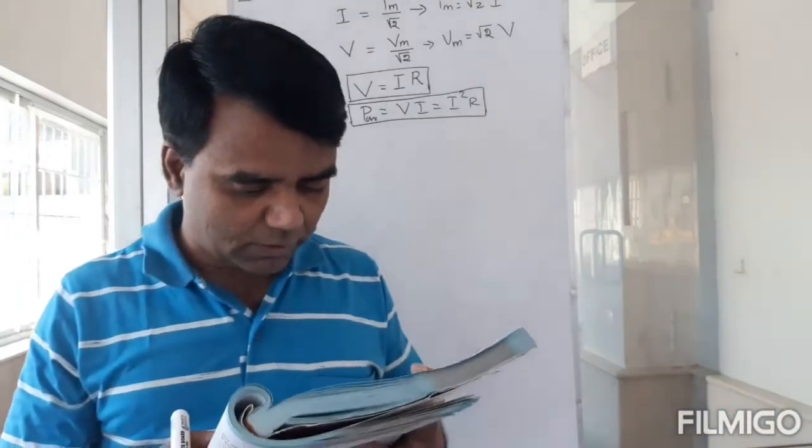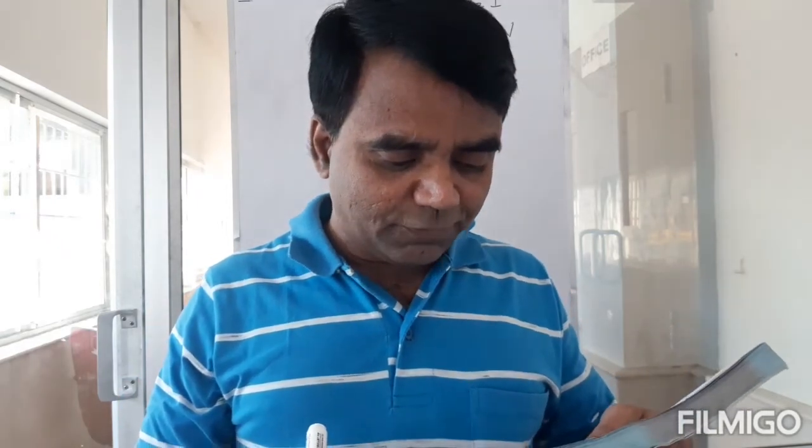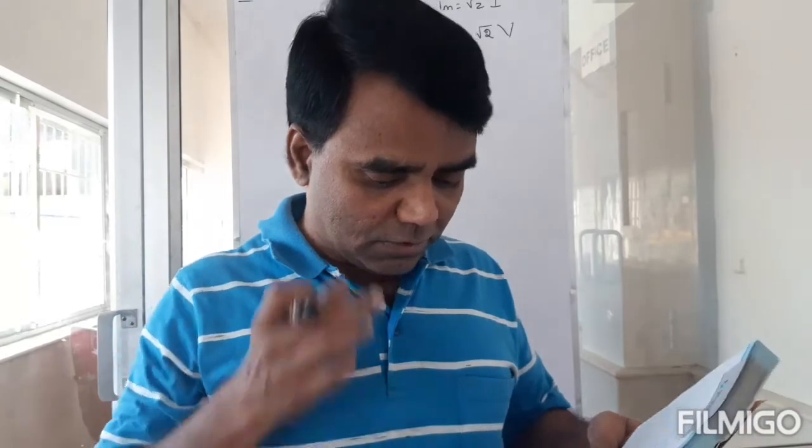Now let's do a problem. Example 7.1. A light bulb is rated at 100 watts for a 220 volt supply. Find the resistance of the bulb, the peak voltage of the source, and the RMS current through the bulb. Okay.